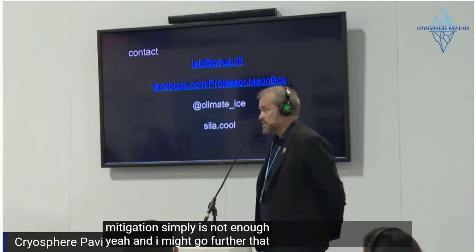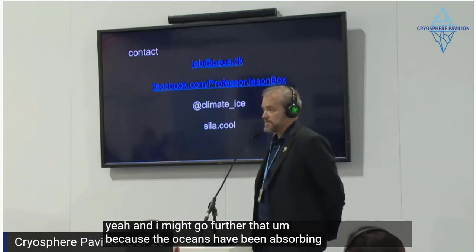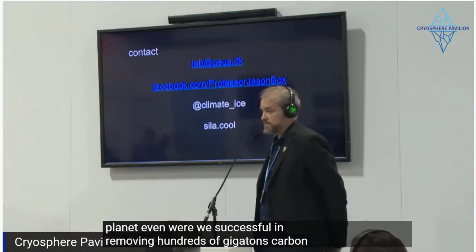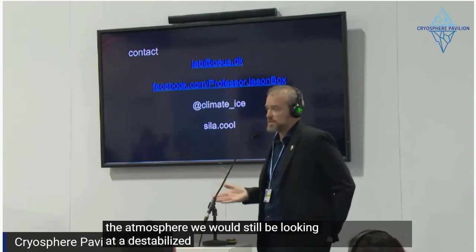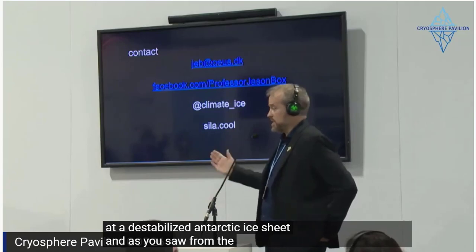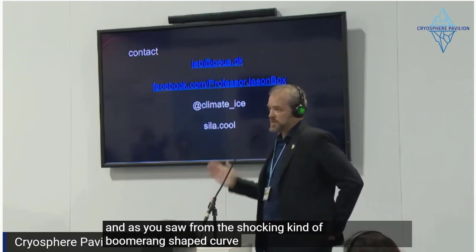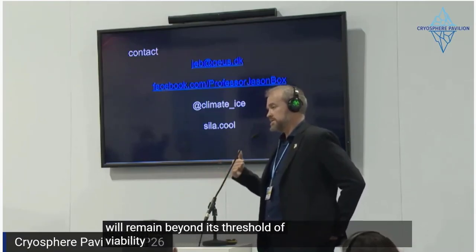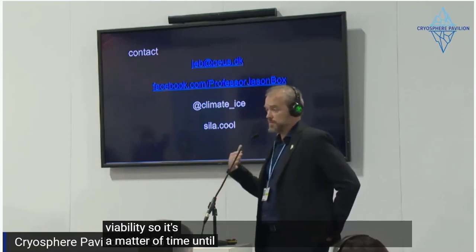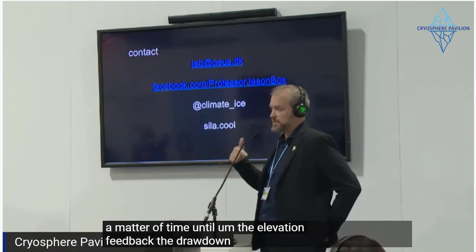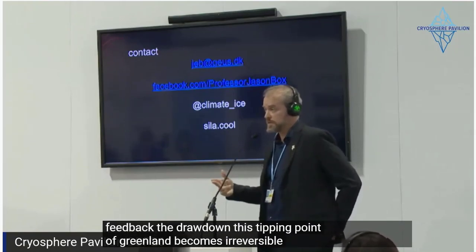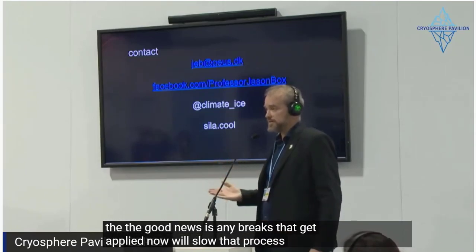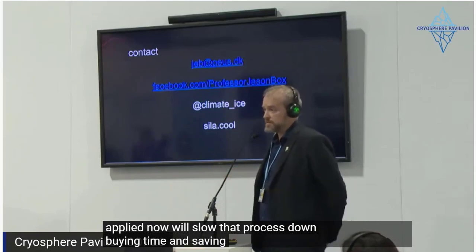Yeah, and I might go further, that because the oceans have been absorbing so much of the heat imbalance of the planet, even were we successful in removing hundreds of gigatons of carbon in the atmosphere, we would still be looking at a destabilized Antarctic ice sheet. And as you saw from the shocking kind of boomerang-shaped curve, even in the Paris scenario, Greenland will remain beyond its threshold of viability. So it's a matter of time until the elevation feedback, the drawdown, this tipping point of Greenland becomes irreversible. The good news is any brakes that get applied now will slow that process down, buying time and saving lives.